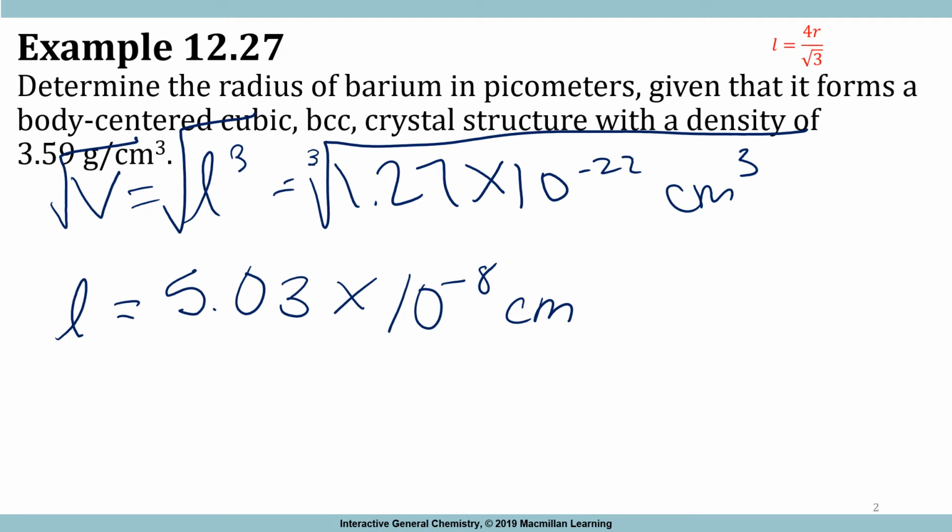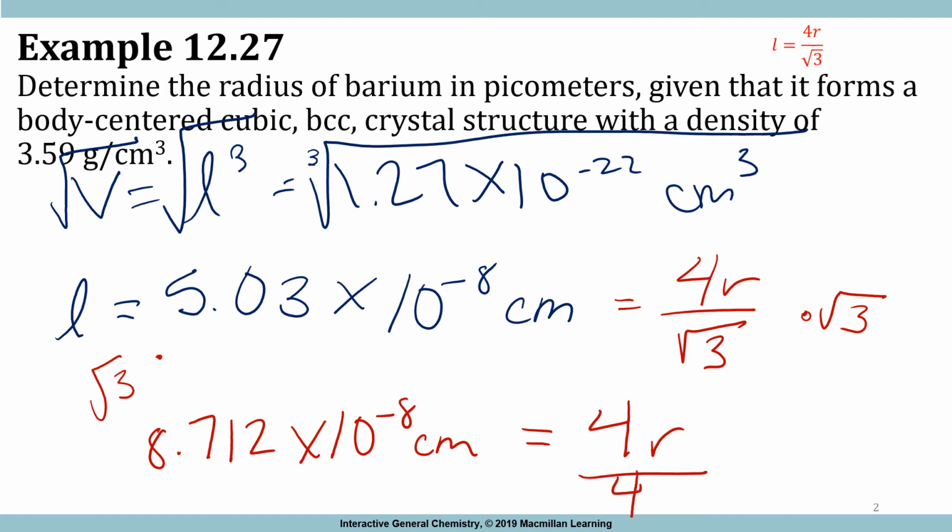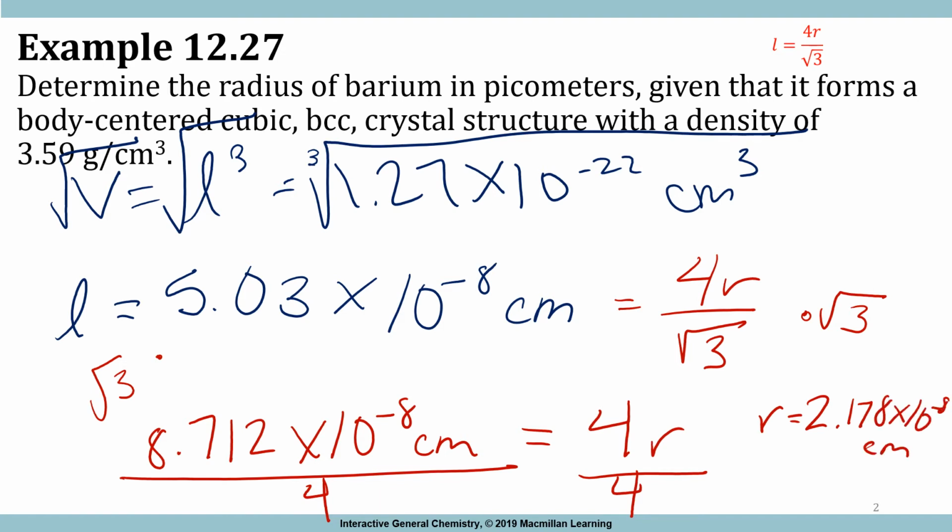And now I can actually use that edge length equation, which is equal to 4r over the square root of 3. And I want to figure out what is r. So how do I do that? Well, we're going to have to use basic algebra. I'm going to multiply the square root of 3 on both sides. And that gets me 8.712 times 10 to the minus 8 centimeters equals 4r. So now I just have to divide by 4 on both sides, and my radius is equal to 2.178 times 10 to the minus 8 centimeters.